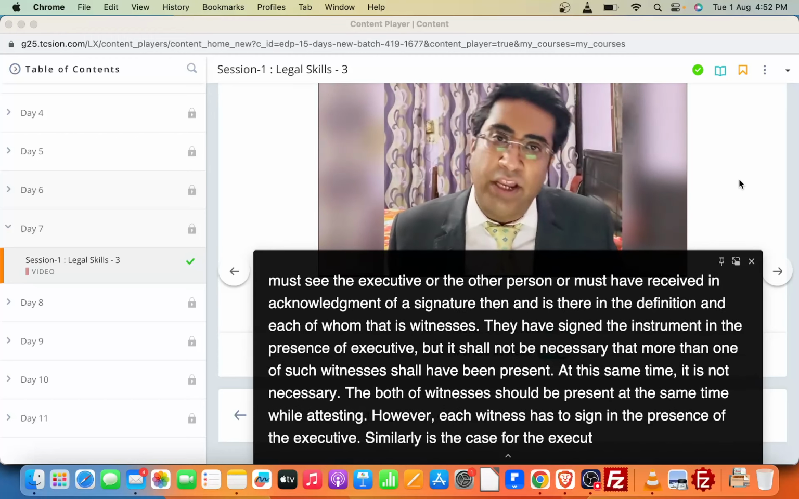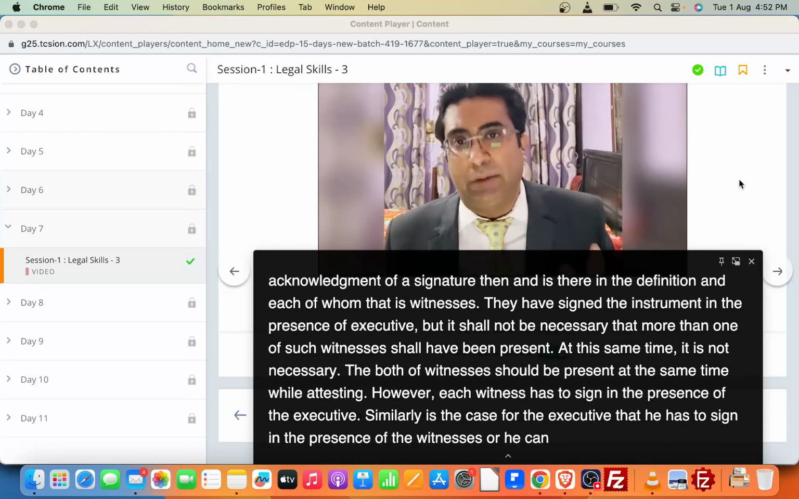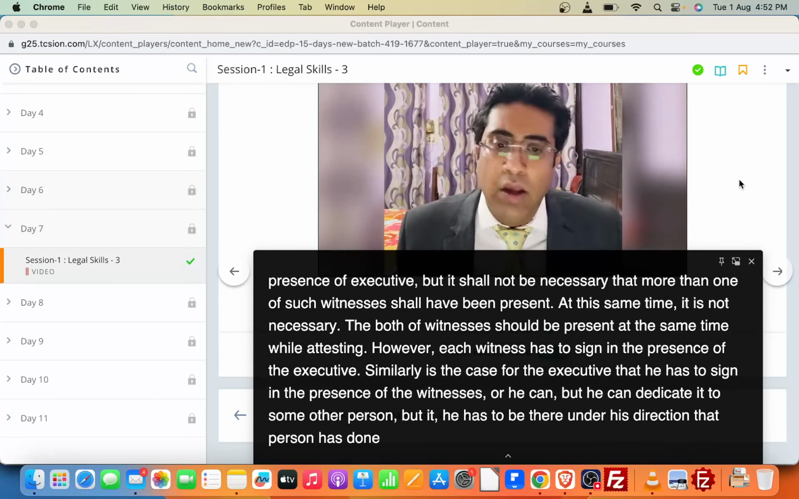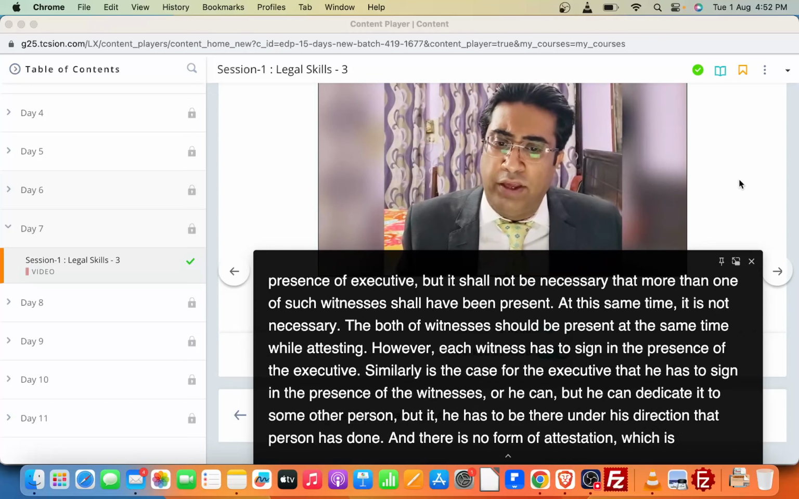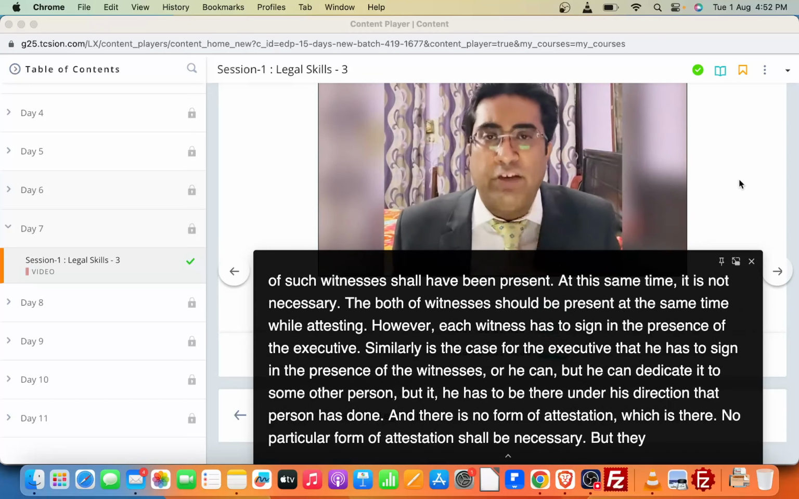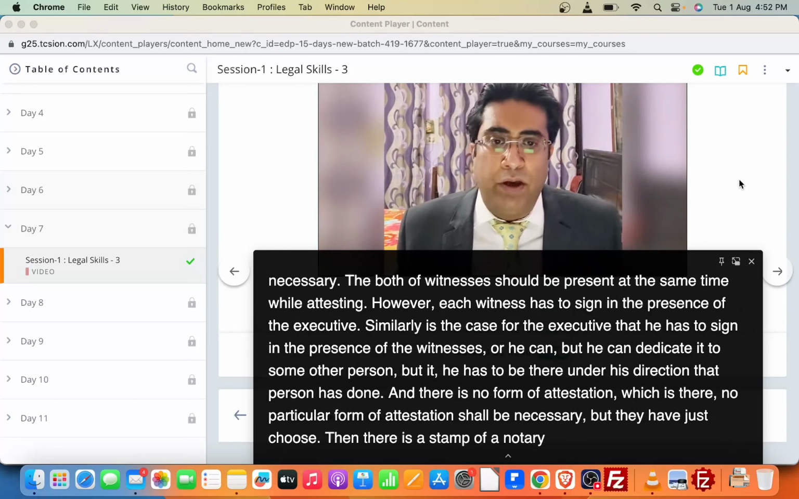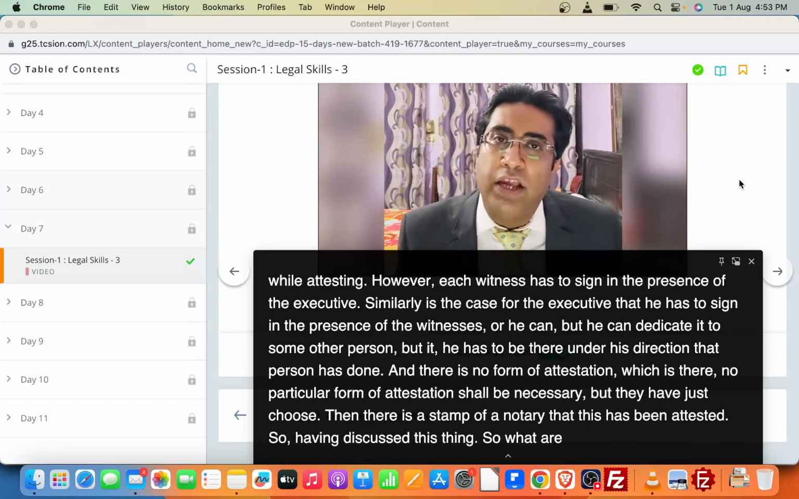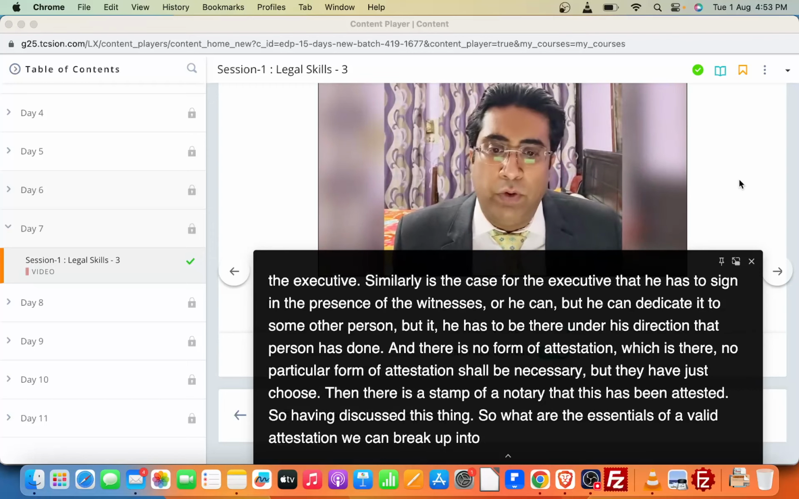Similarly is the case for the executant, that he has to sign in the presence of the witnesses, or he can delegate it to some other person, but that person has to sign under his direction. And no particular form of attestation shall be necessary. So they just have to sign, and then there is a stamp of a notary that this has been attested. So having discussed this, what are the essentials of a valid attestation? We can break them up into 8-9 points.